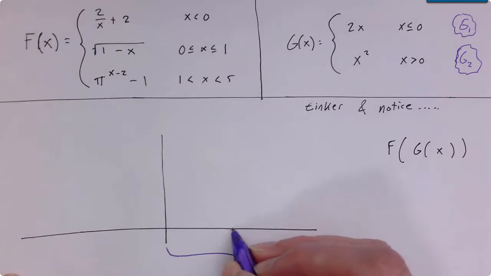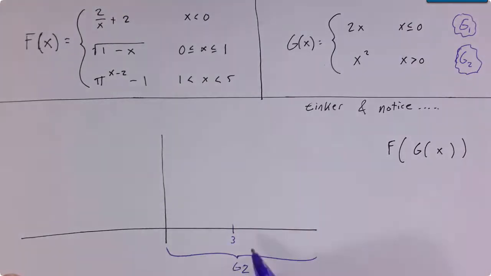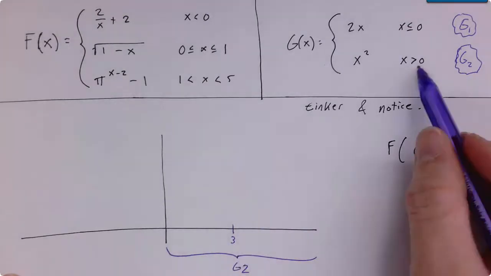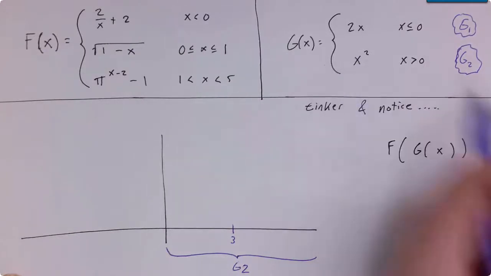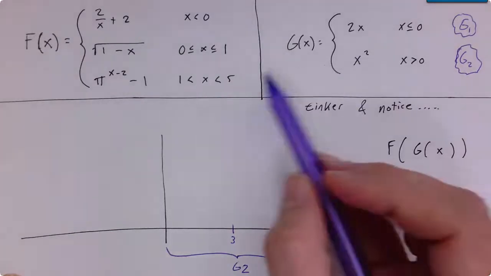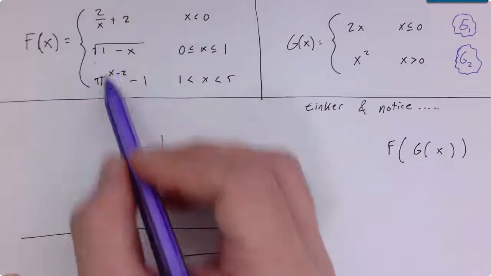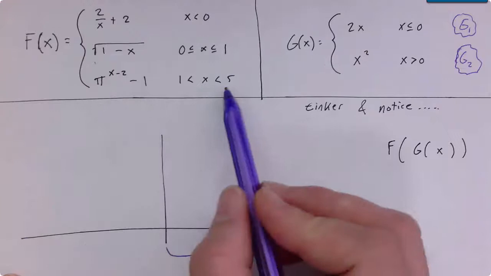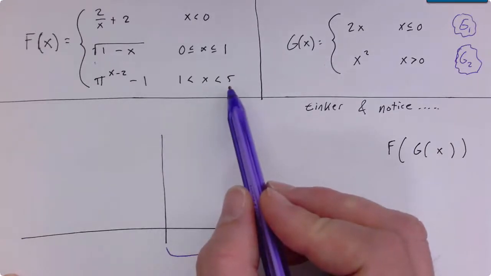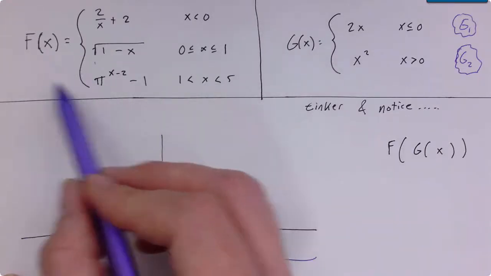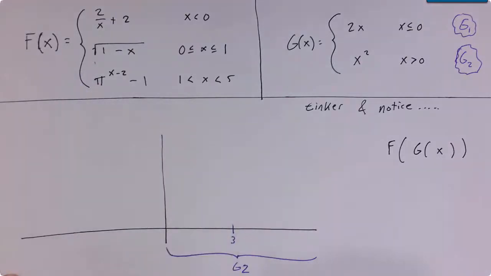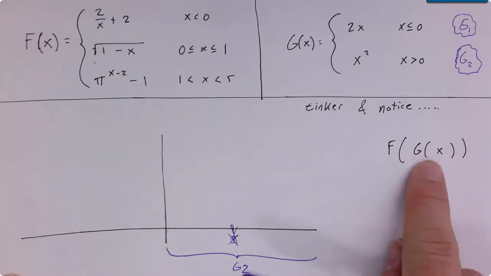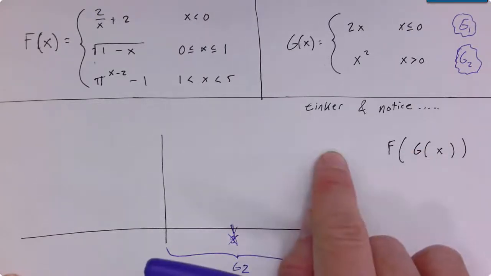Let's pretend I choose x equals 3. So I plug 3 in, I get 9 as the output, and now I notice that that actually doesn't fit any of the rules for f, because the third piece here only goes up to 5. So any values larger than 5 aren't defined inputs for the f function. So I know that this is outside the domain of f of g of x, because when I tried to plug x equals 3 in, I didn't get a defined output.